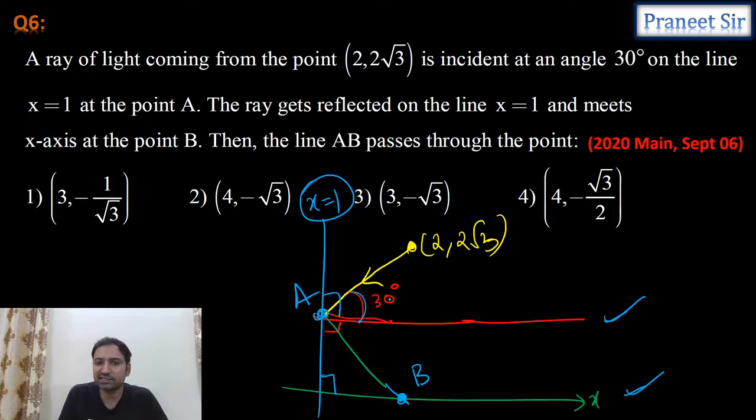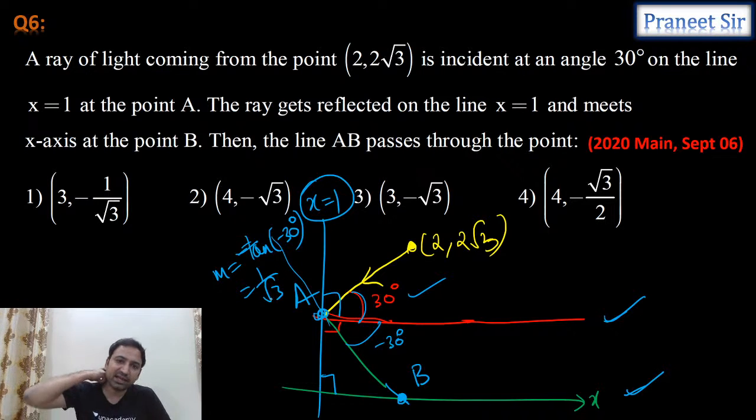So how much angle is it making with a line parallel to the x-axis? 30 degrees. In the same way, this is how much angle? It is minus 30 degrees. So the slope of this line AB is m equals tan of minus 30 degrees. Tan minus 30 degrees is what? Isn't it 1 by root 3, guys?